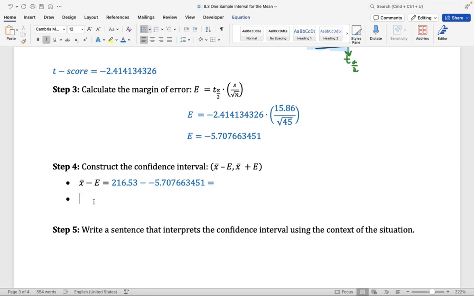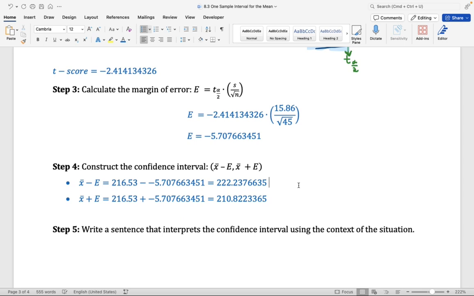Our second step is to take x bar plus e. Again, our x bar value is 216.53, and then we're adding the value for the error. We have the value of the margin of error. We're also going to need to enter this expression on the calculator. So go ahead and do that. Take 216.53 minus the value of the error, see what you get. And then on another line, take 216.53 plus the value of the error.